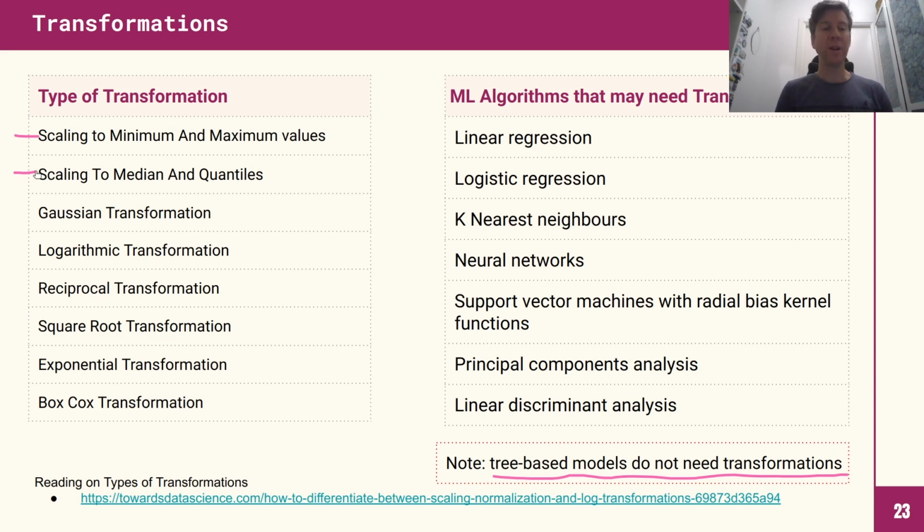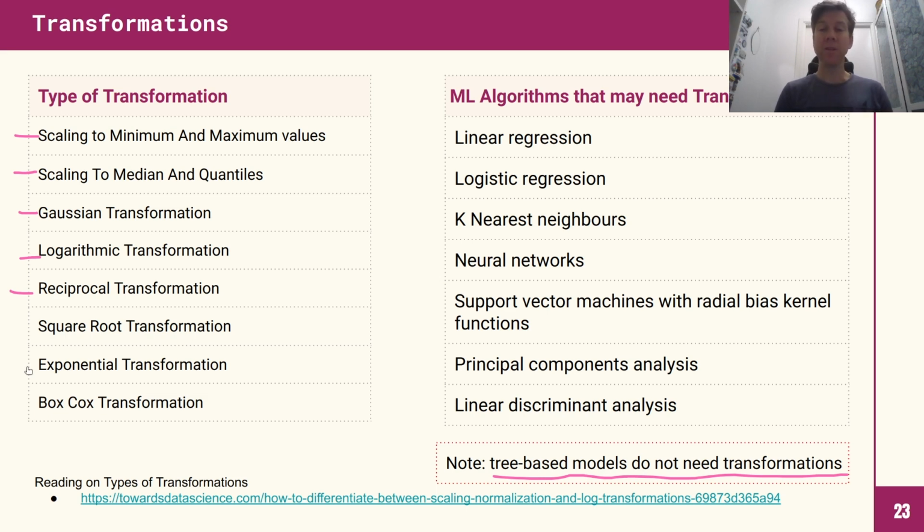So some of the examples are min-max scaling, so scaling to minimum and maximum values, scaling to the mean and quantiles, Gaussian transformations, logarithmic transformations that we saw earlier, reciprocal, square root, exponential, Box-Cox transformations. And a lot of these are found and used in the scikit-learn machine learning library.